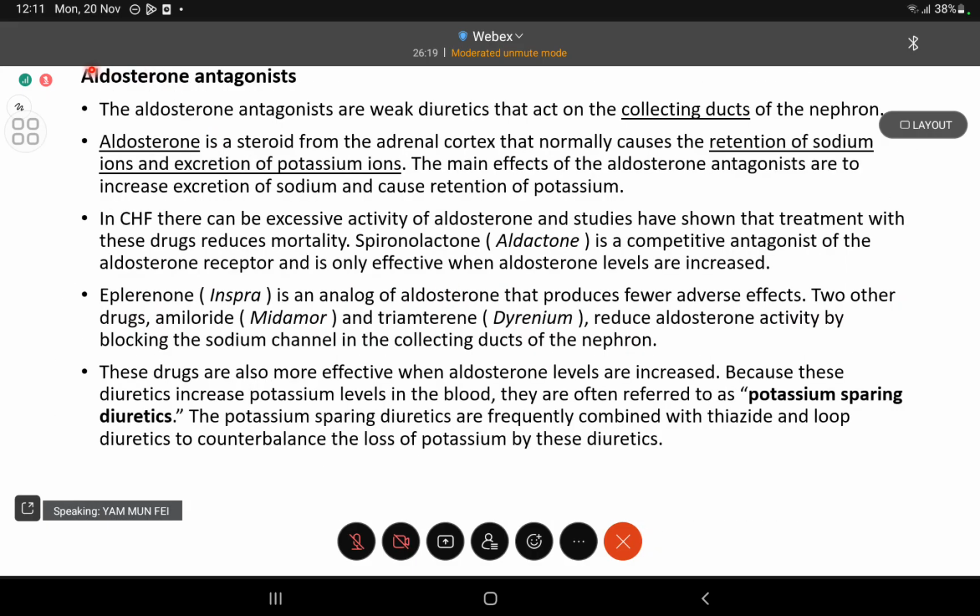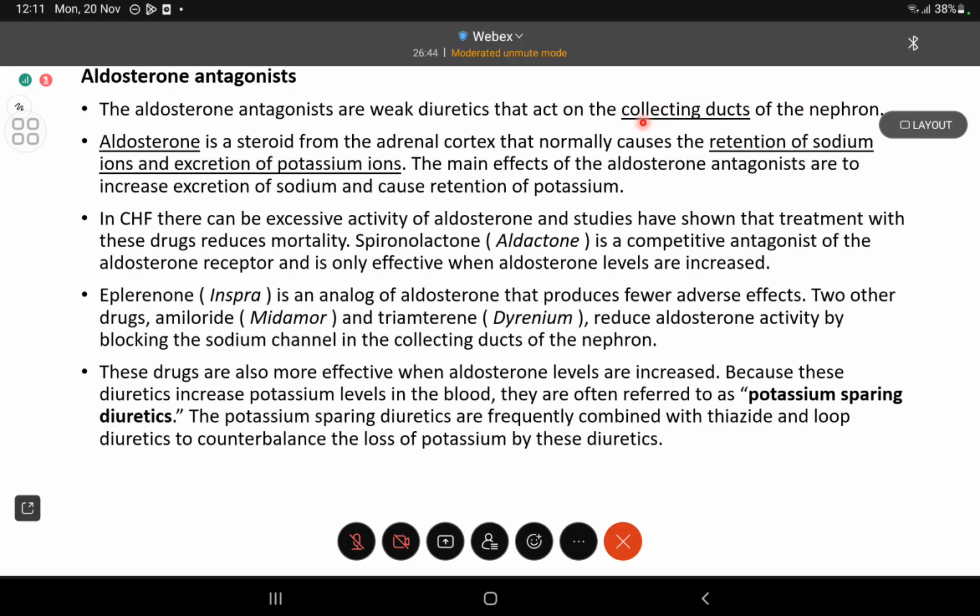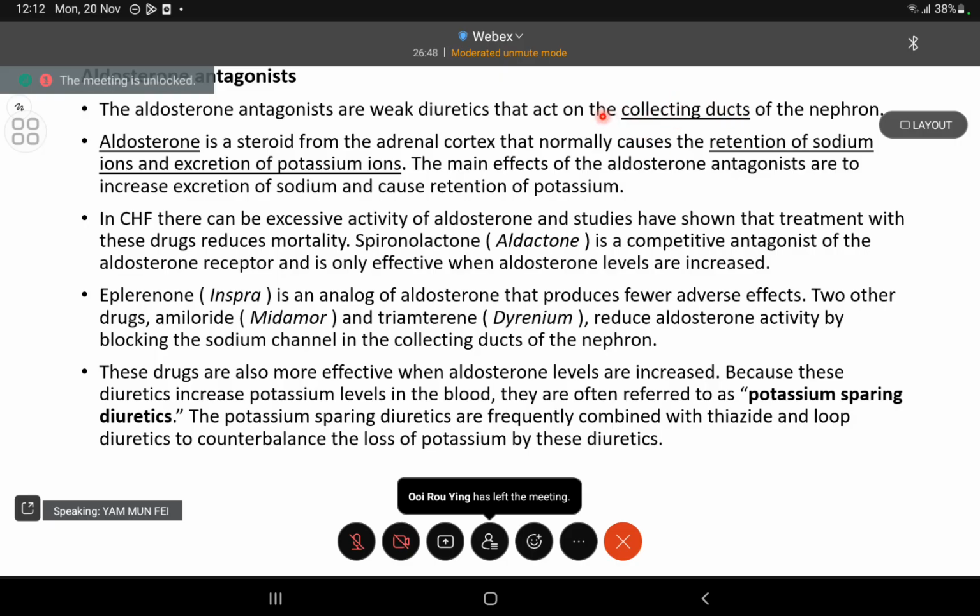So the third type we are going to discuss is aldosterone antagonist. Another thing you need to remember, this aldosterone antagonist will act on a different location. Just now thiazide acts on the distal tubule, loop diuretic acts on the ascending loop, and this aldosterone antagonist will act on the collecting duct. So their actions are different.